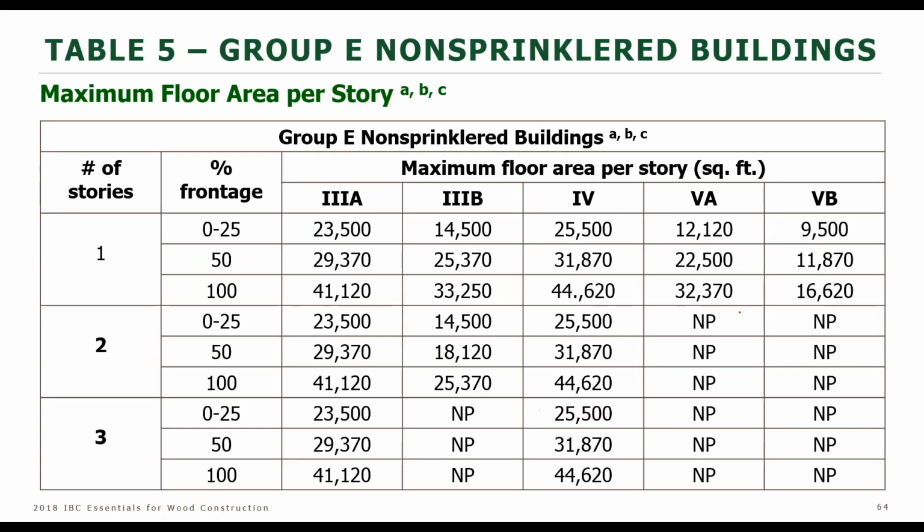Let me show you a simpler way. Code conforming wood design document, you have a series of tables in the back. This is one of the most popular features of the code conforming wood design document. So look at this table in the back. They're listed per use group and whether the building is sprinklered or not. In this case, this table shows the non-sprinklered building group E.